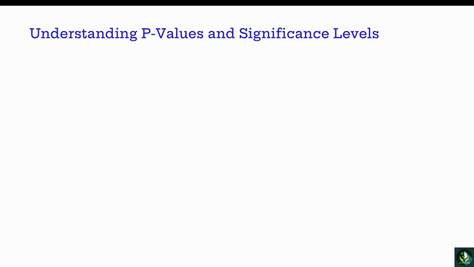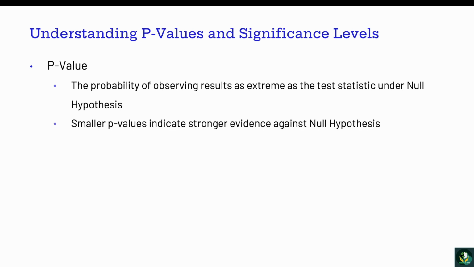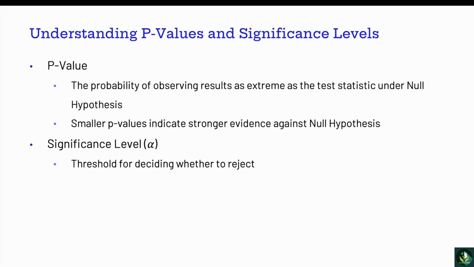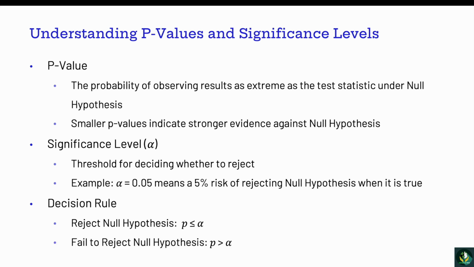Next, let's look at understanding the p-values and significance levels. The p-value is the probability of observing results as extreme as the test statistic under null hypothesis. Smaller p-values indicate a stronger evidence against null hypothesis. Then we have the significance level, alpha, the threshold for deciding whether to reject a null hypothesis. An example can be alpha is 0.05, which means a 5% risk of rejecting null hypothesis when it is true. Also, we have decision rule, which says reject the null hypothesis if p is less than or equal to alpha, fail to reject null hypothesis if p is greater than alpha.